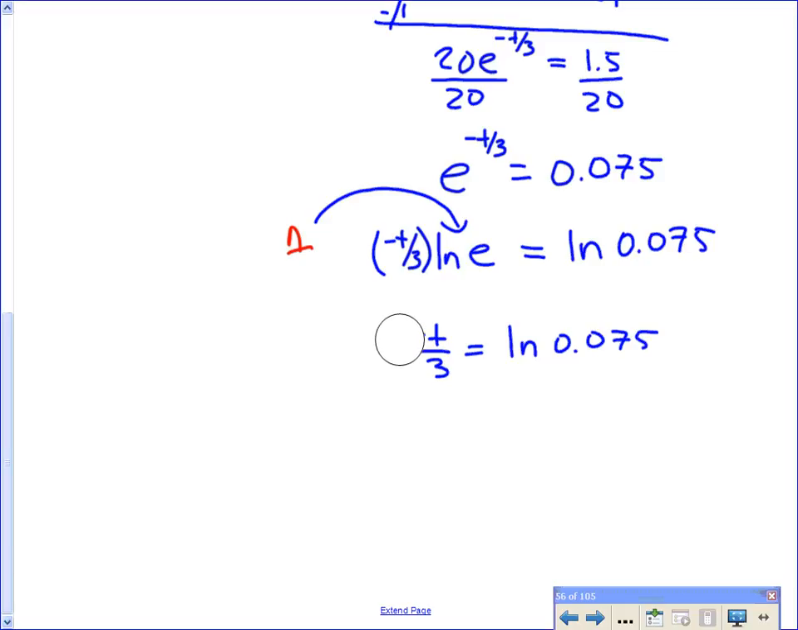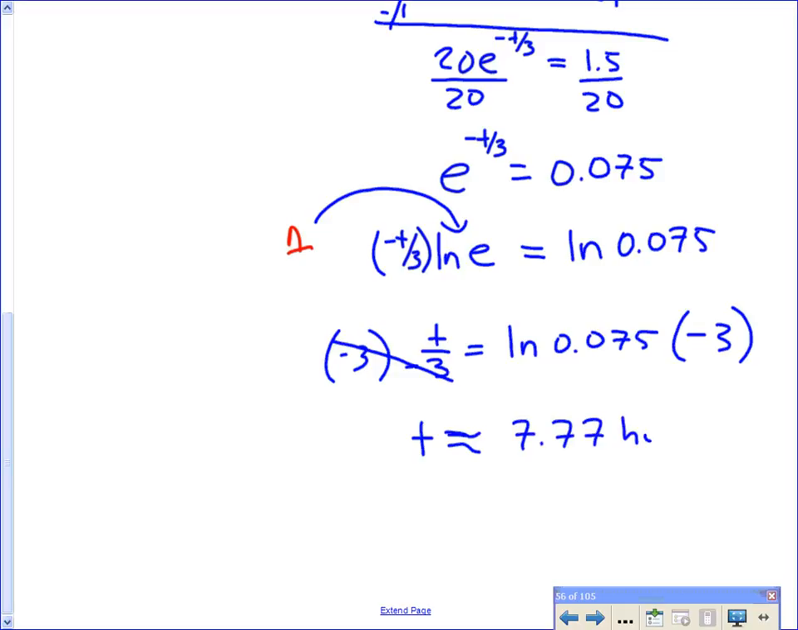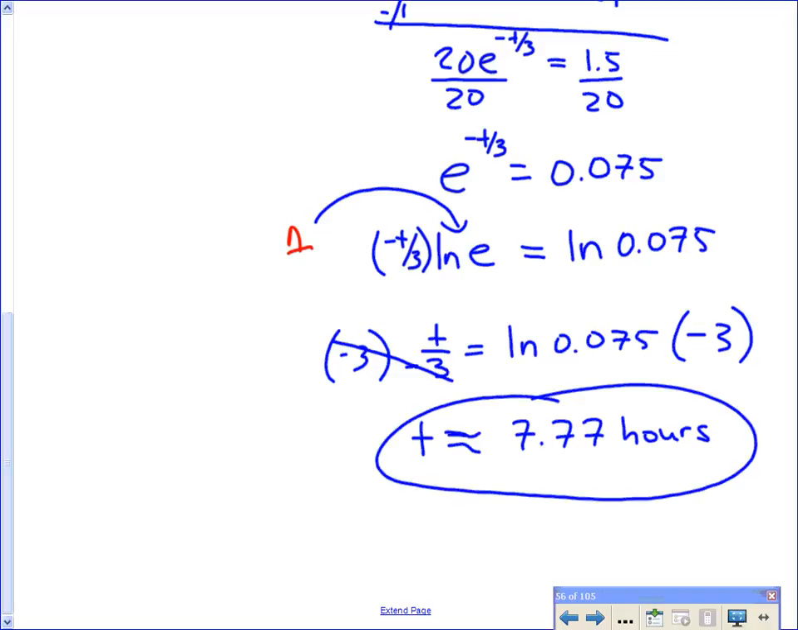And I need to solve for t, but that's going to leave me with negative t. So why don't I think about taking that negative, and let's make that negative 3. It's the same thing, okay? And I can multiply both sides by negative 3, and those cancel. t is going to be approximately 7.77 hours. Okay, and that's it.